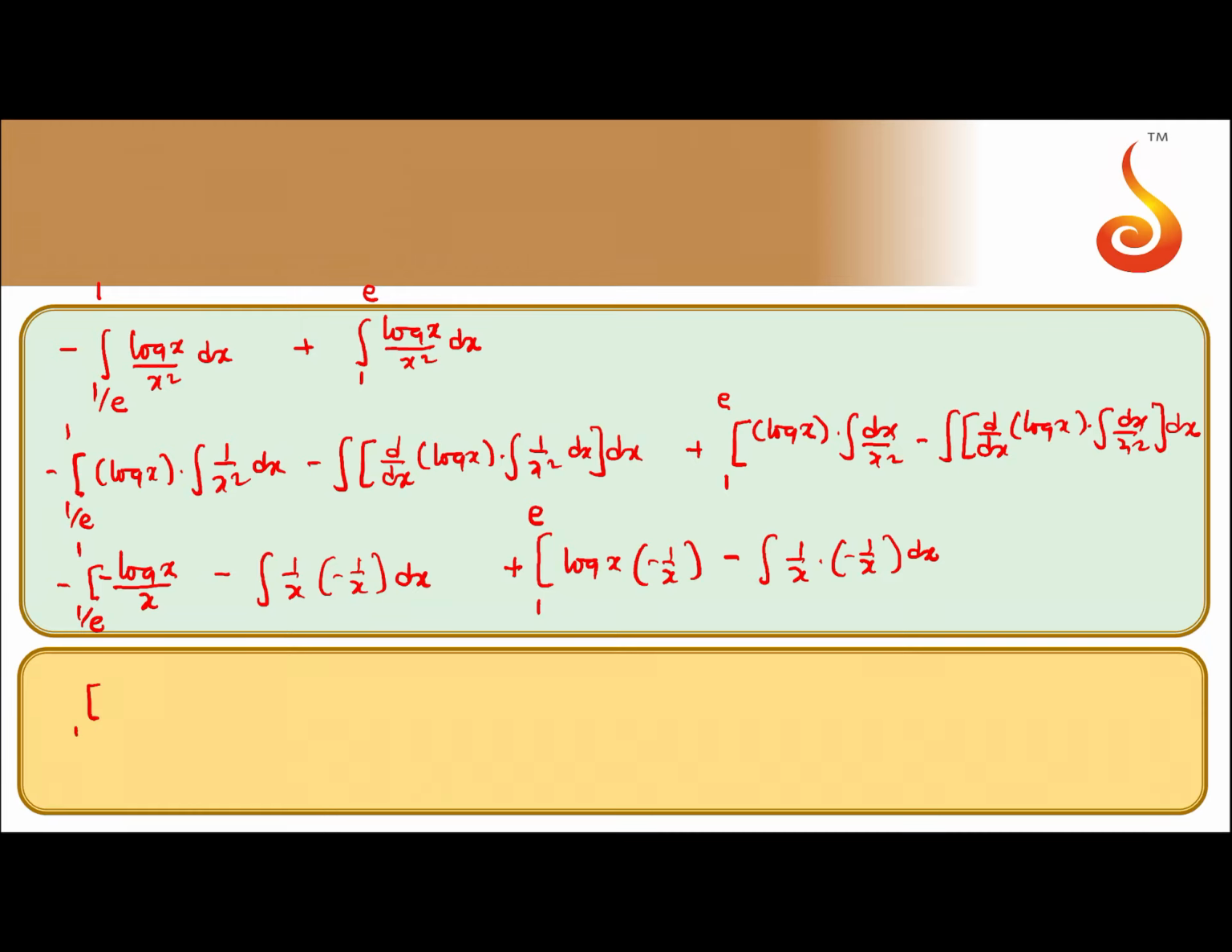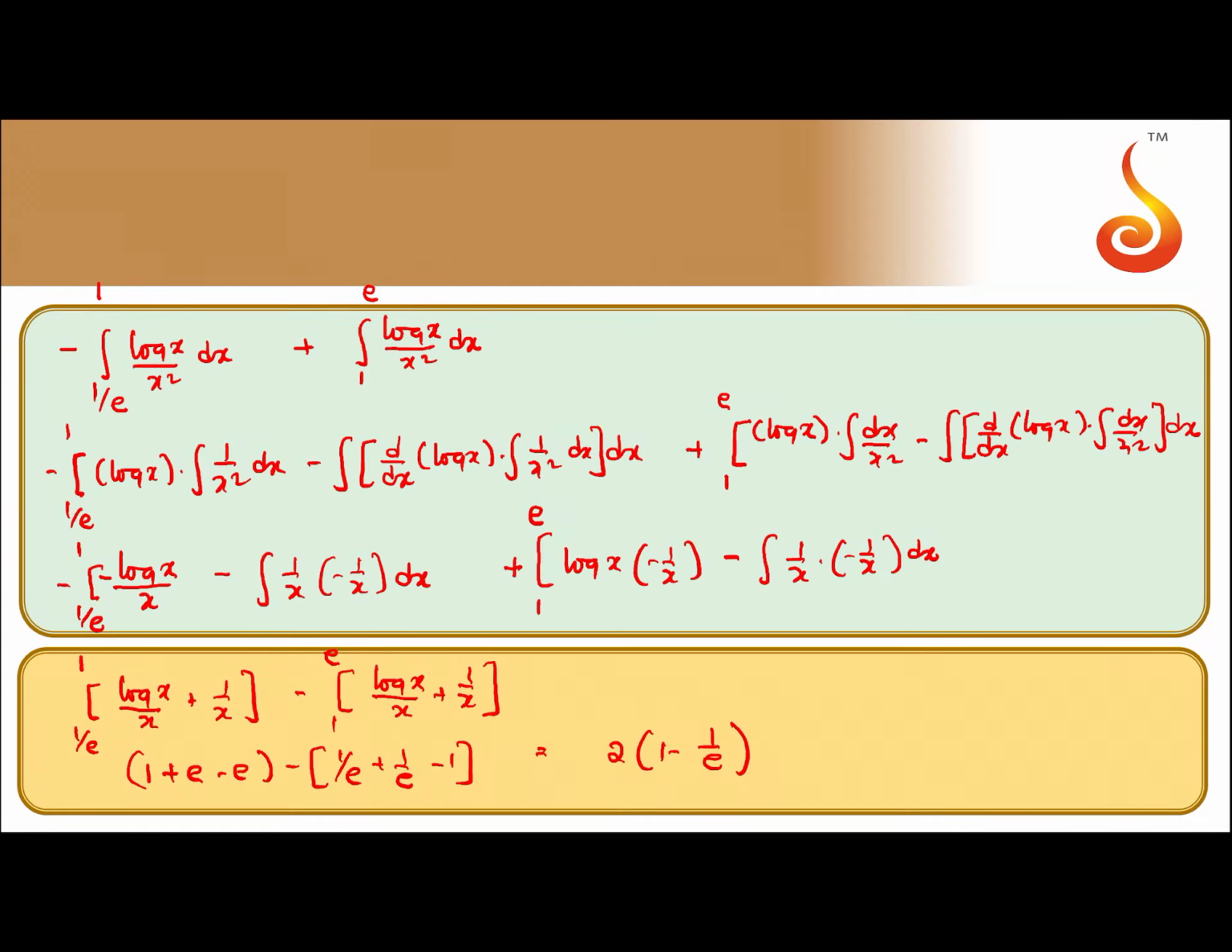So finally what we get is, this is nothing but from 1/e to 1 of log x by x plus 1 by x, and this will give you minus, from 1 to e, of log x by x plus 1 by x. If we substitute the upper limit and lower limit, finally we get 1 plus e minus e minus 1 by e plus 1 by e minus 1. So finally we get 2 times of 1 minus 1 by e.